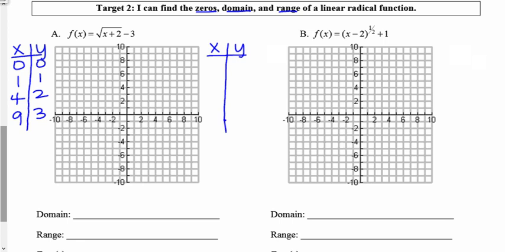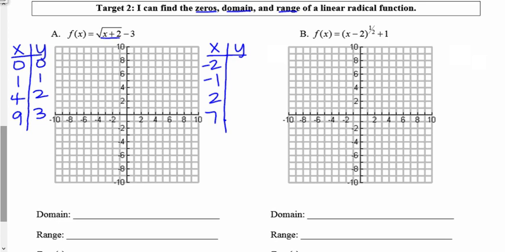Am I doing anything to my x values? Is there anything going on inside the radical? Yeah, I have an x plus 2 in there, which means I'm going to take the opposite of that and subtract 2 from all of my x values. So I'm going to do 0 minus 2 is negative 2, 1 minus 2 is negative 1. 4 minus 2 is 2. 9 minus 2 is 7.